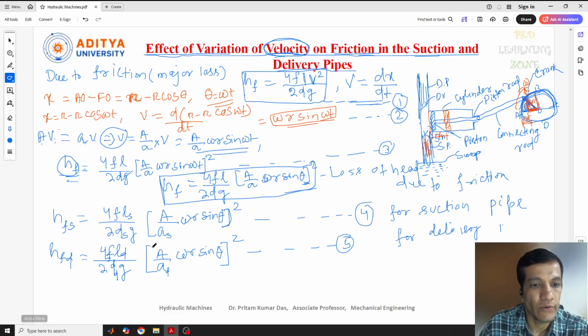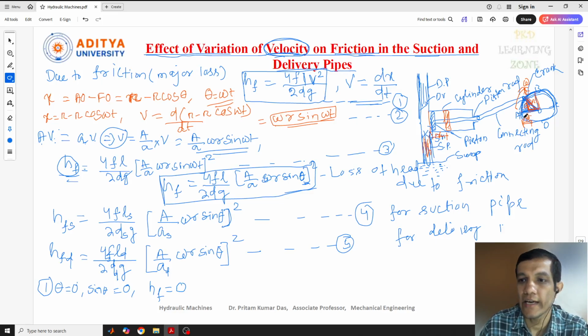Now, the loss of head due to friction will vary with theta, correct? If the theta value changes, suppose theta equal to 0 degree, in the sense the crank is at the starting point. In that condition, what will our sine theta value be? Sine 0 equal to 0. So the HF value will be 0. That means it is in the starting position, there is no movement, that's why there is no loss. That is the meaning.